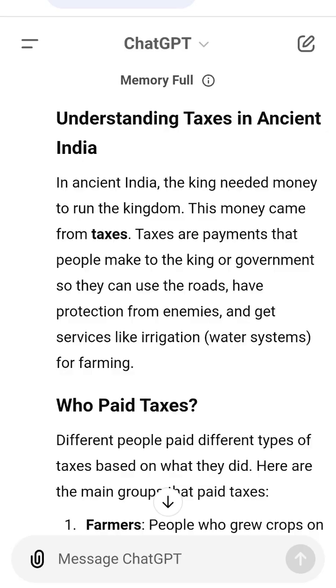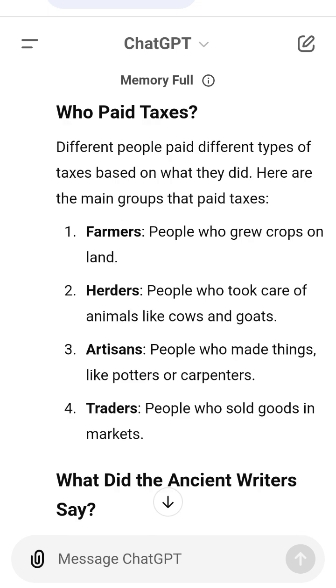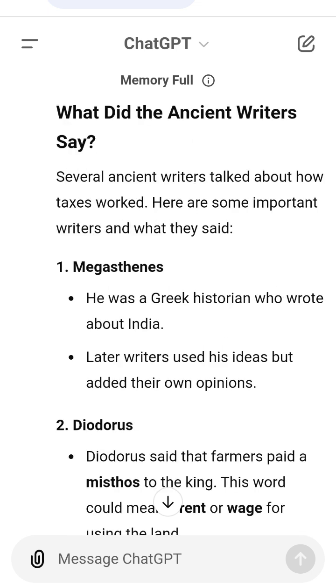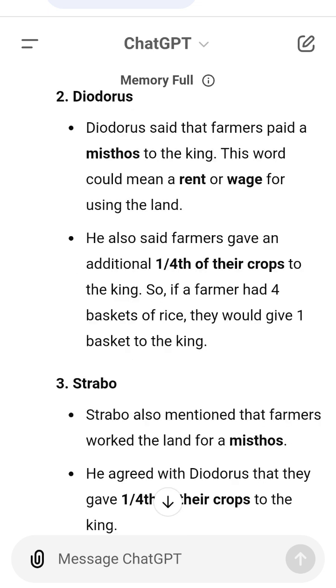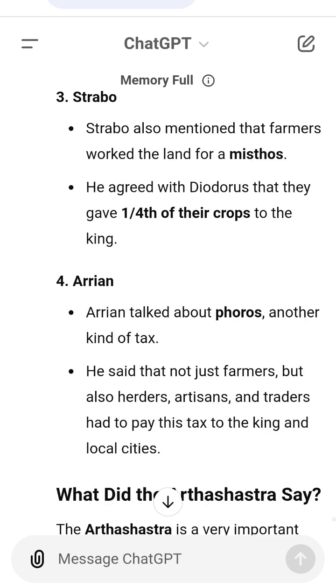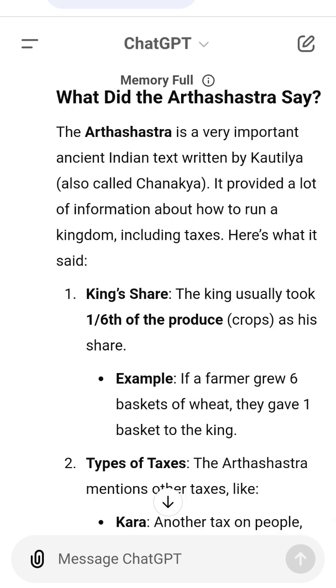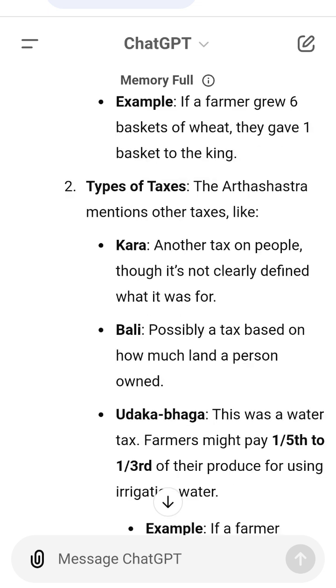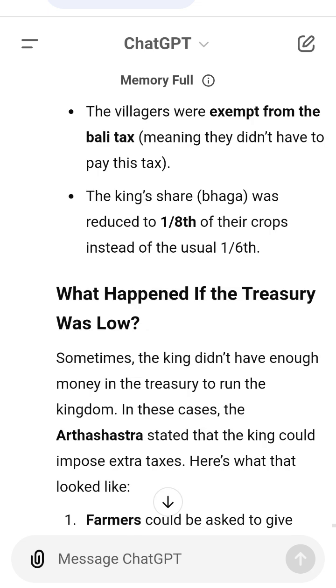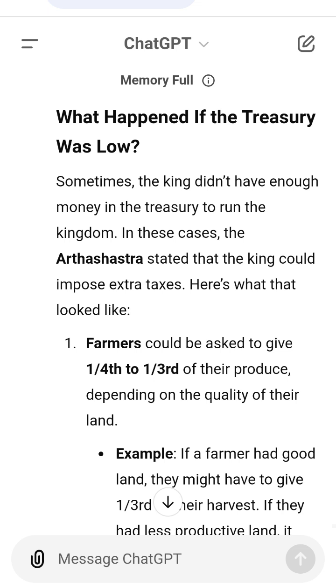2. Traders would also face extra taxes when the king needed more money. 3. Other people, like actors, singers, and prostitutes, had to pay taxes on what they earned. Example of how taxes worked. Let's use a simple example to make it clearer. Imagine you're a farmer and you grow 10 baskets of rice. Normally, you give 1/6 to the king as tax. If you used irrigation for your rice, you might also need to pay 2 baskets as a water tax, which could be 1/5 of your total. So far, you've given 3 baskets in taxes. Now, if the king is low on money, he might say, I need more.